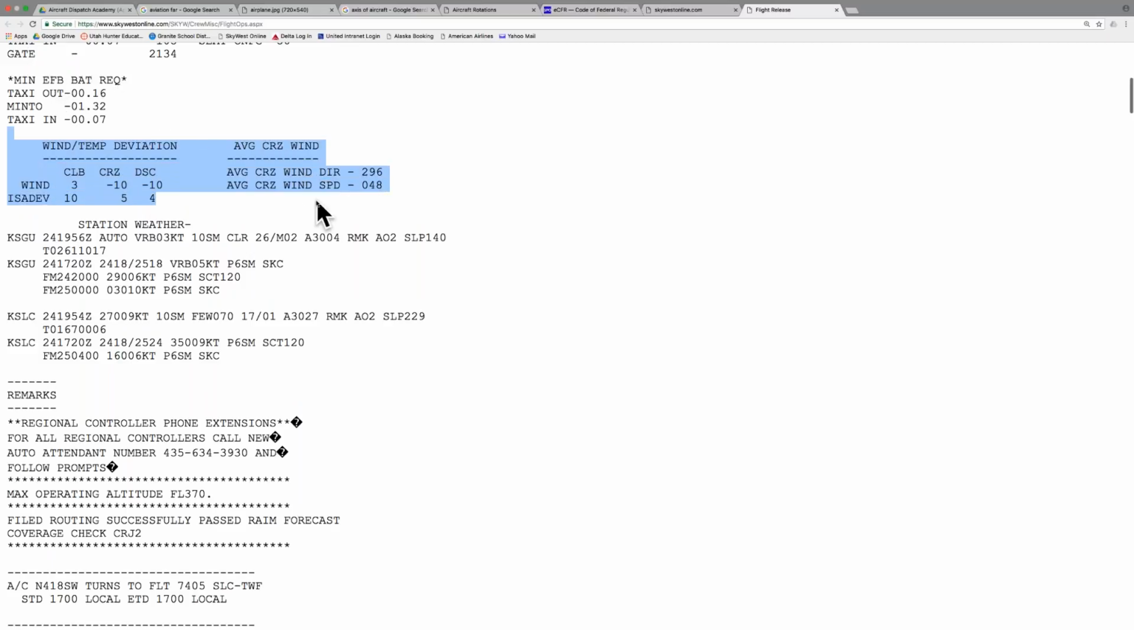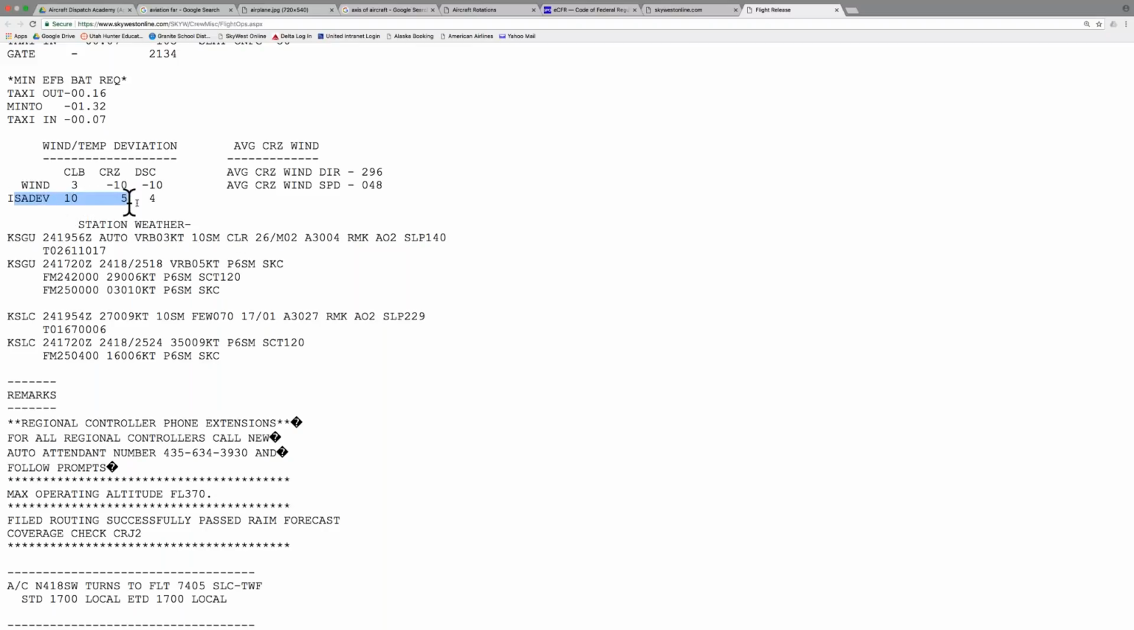This gives us our average winds that we plan for. So during the climb, we plan for a 3-knot tailwind. During cruise, we plan for a 10-knot headwind, descent 10-knot headwind. And these are just average numbers.